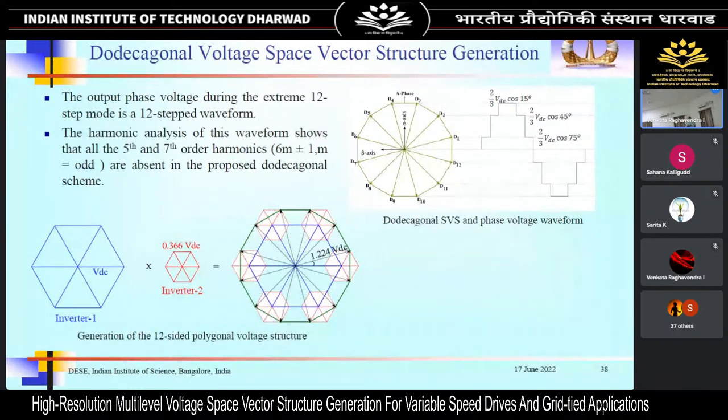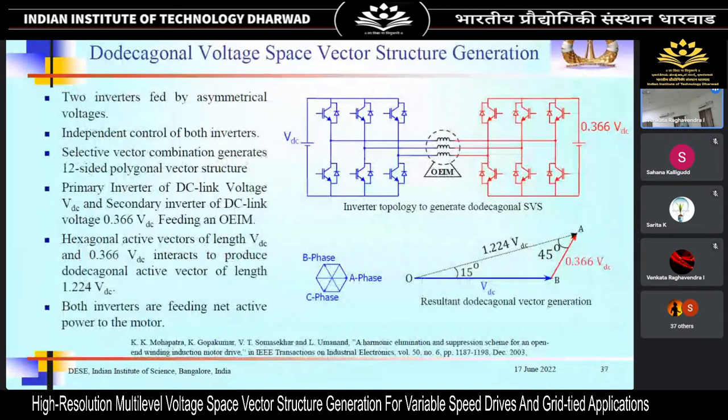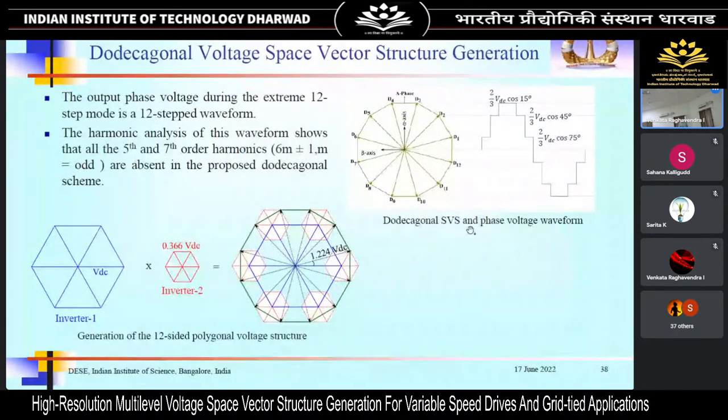Dodecagon means, as compared to the hexagon in 6-step mode operation, the fundamental will be in the extreme mode, that is a 12-step mode operation. What is the advantage? If you see, the fifth and seventh harmonics are eliminated. That's the thing. Now the question is, but here also there is one more problem. Exactly this vector is required here.